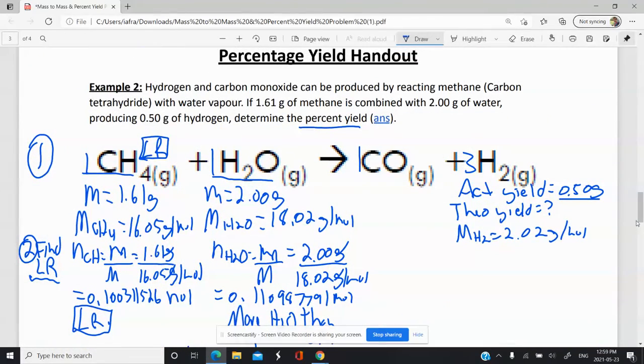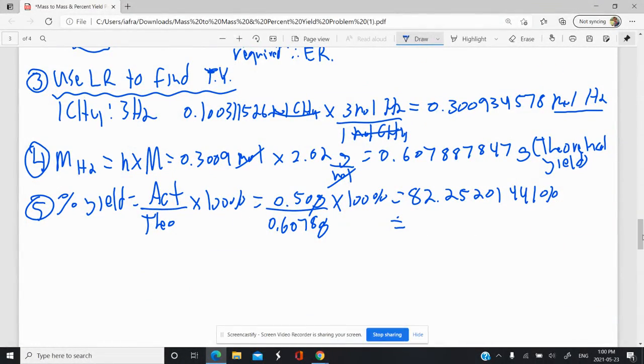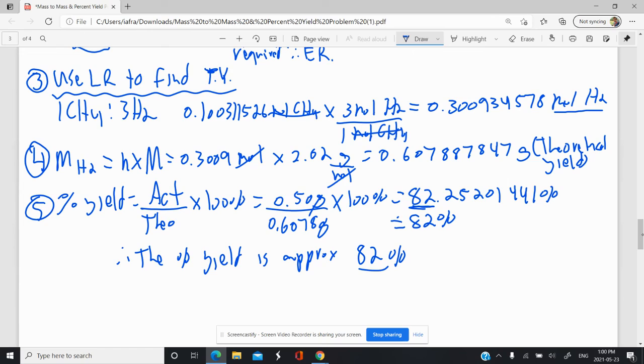Now for sig figs here, we have 3 sig figs, 3 sig figs, 2 sig figs, so our smallest number of sig figs is 2. So it needs to be 2 significant figures here. So let's go ahead and do that. It rounds to 82%. So therefore, the percent yield is approximately 82%. That's to two significant figures.